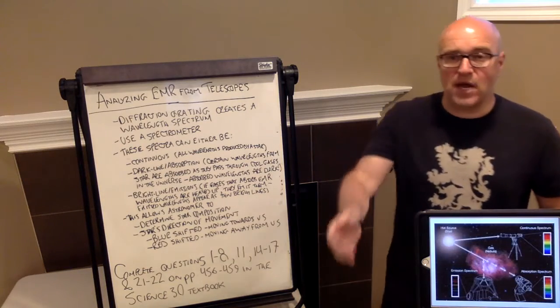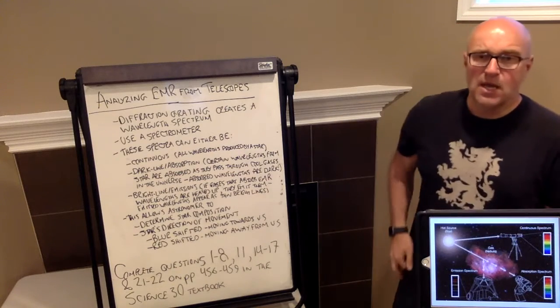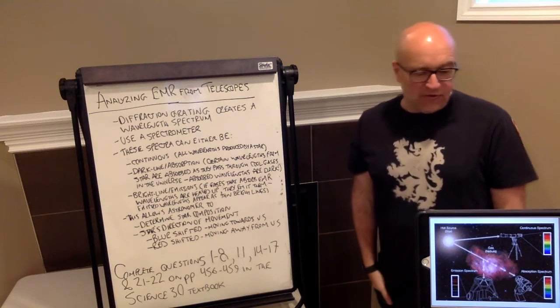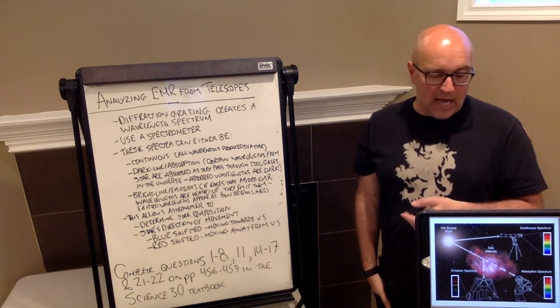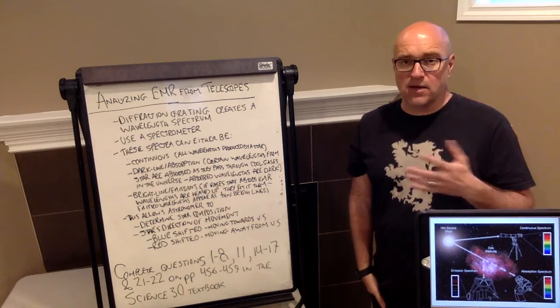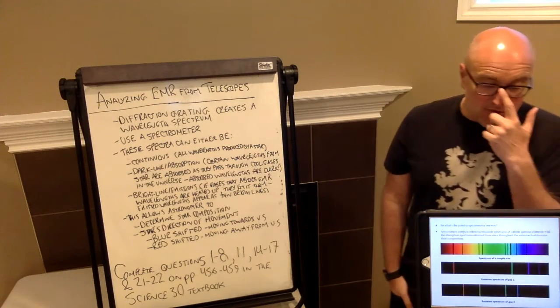And here's a great diagram of them, by the way. This is a great slide here if you haven't seen it. Take a look at that one. It really does show you the difference between a continuous spectrum, an absorption spectrum, and an emission spectrum. But what do we use them for? What's the point of all of this?